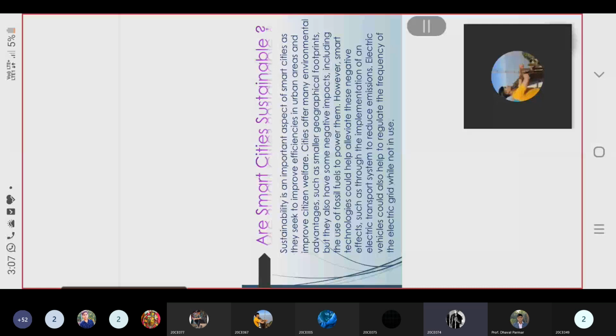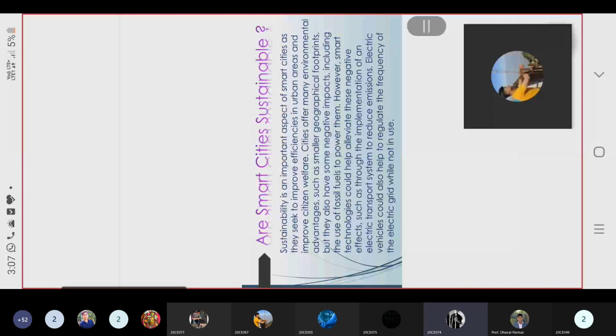Sustainability is an important aspect of smart cities as they seek to improve efficiencies in urban areas and improve citizen welfare. Cities offer many environmental advantages, such as smaller geographical footprints, but they also have some negative impacts, including the use of fossil fuels to power them. However, smart technologies could help alleviate these negative effects, such as through the implementation of an electric transport system to reduce emissions. Electric vehicles could also help to regulate the frequency of the electric grid while not in use.